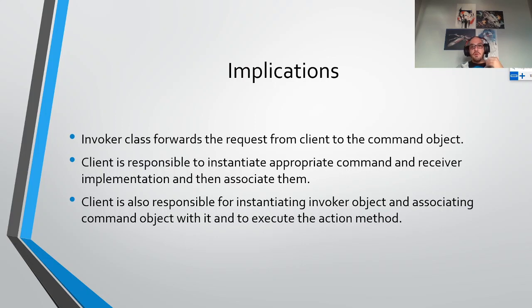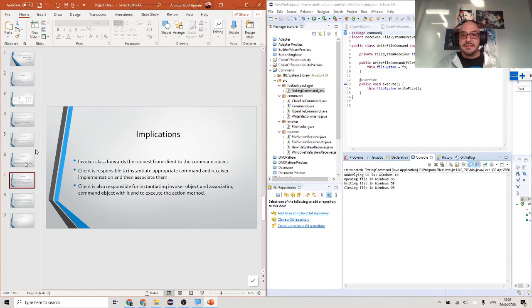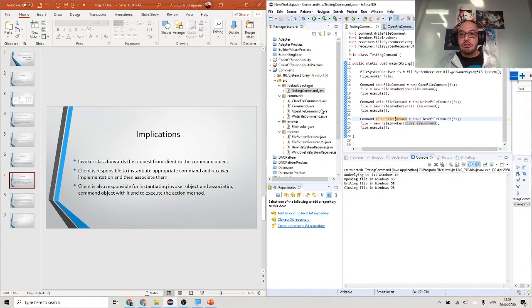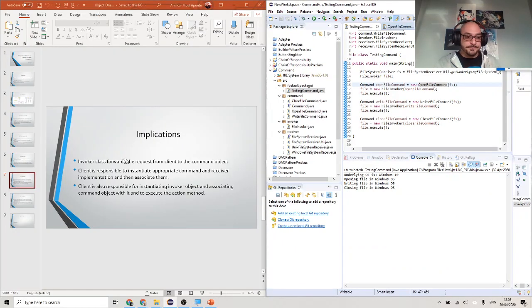Now the invoker will forward the request from the client to the command object. So the invoker is the one that is going to finally say execute. The client is responsible for instantiating the appropriate command and receiver implementations and then associating them. As we saw in the program, the client is creating not only the instance of the file system, which is my receiver, it's also creating the instance of the command that I want to execute.